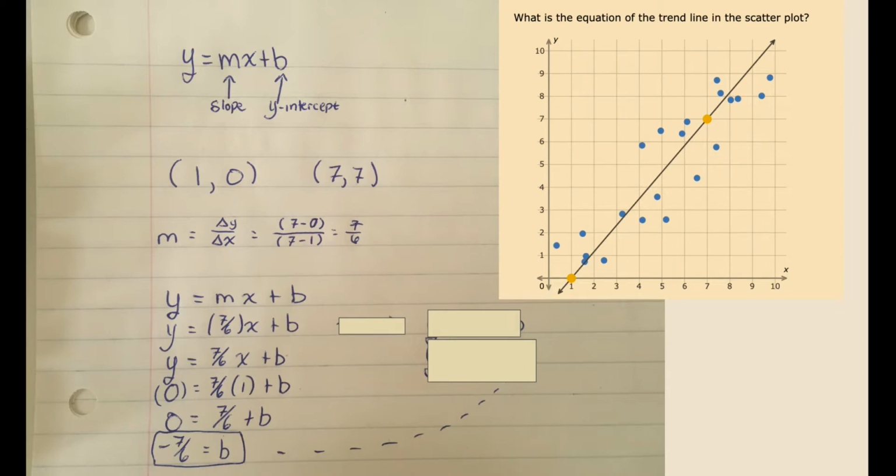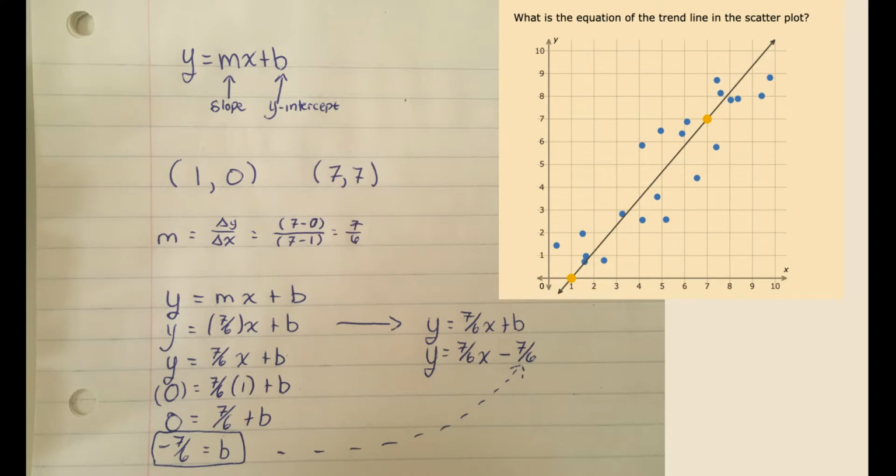So we can go back up, and we already know the slope. We now have the y-intercept. Let's plug that in. When we substitute into y equals 7/6x plus b, substituting for b, now you have the equation of the trend line.